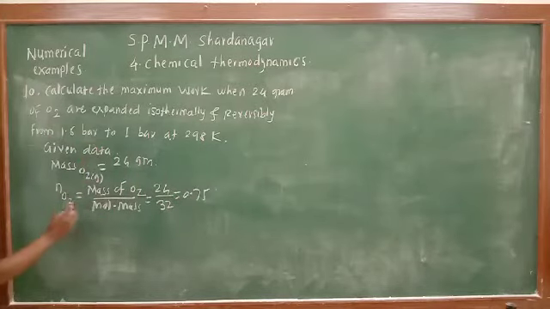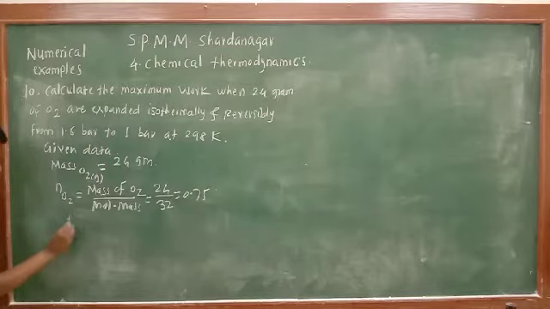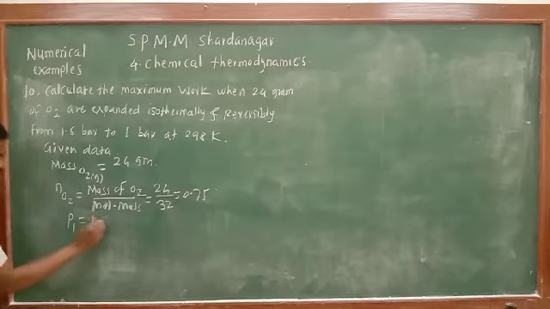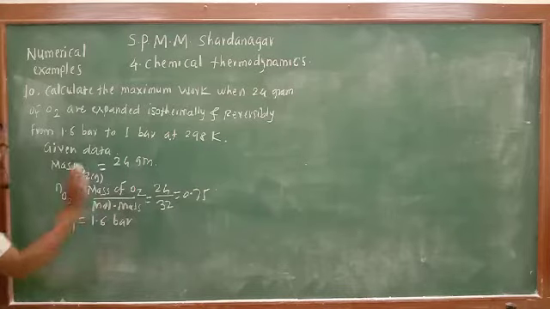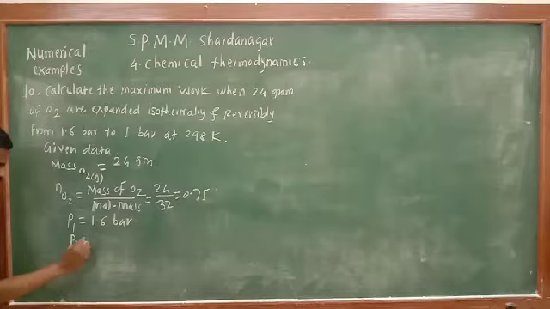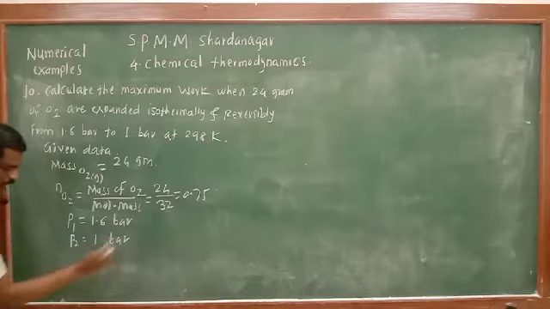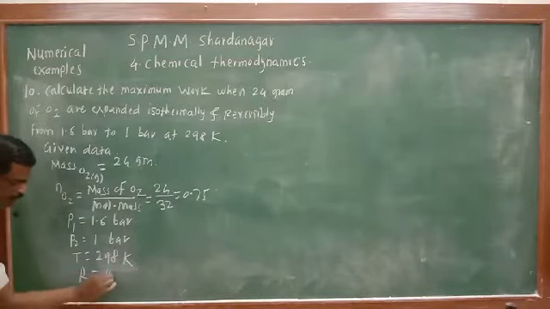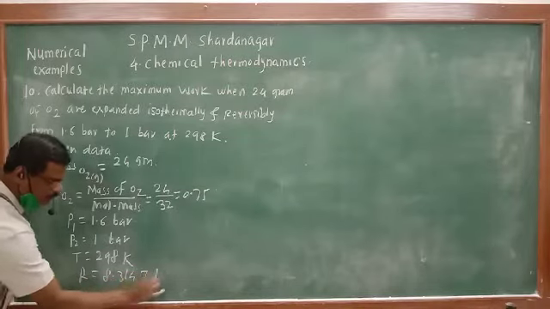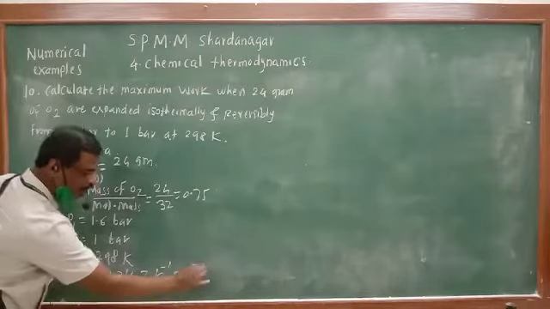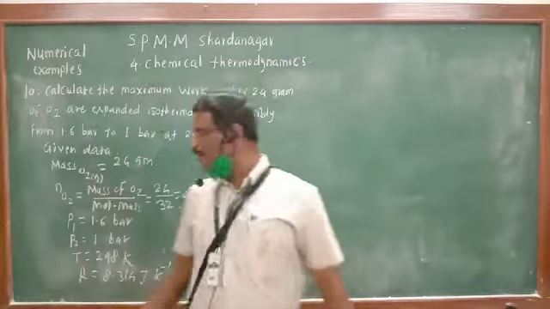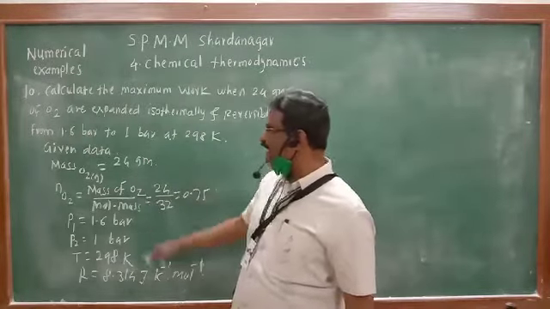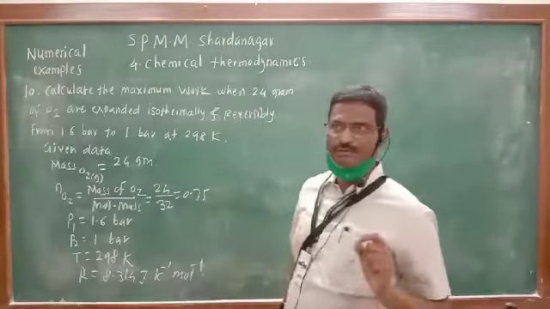Then they have given an isothermal and reversible process of expansion, where the initial pressure is 1.6 bar or atmosphere and the final pressure is 1 bar, at a temperature directly given in Kelvin, 298 Kelvin, and we know the value of R, 8.314 joule per degree Kelvin per mole. So using this data we have to calculate the maximum work done.